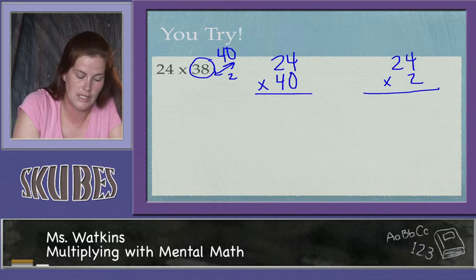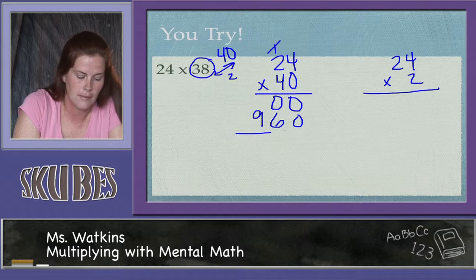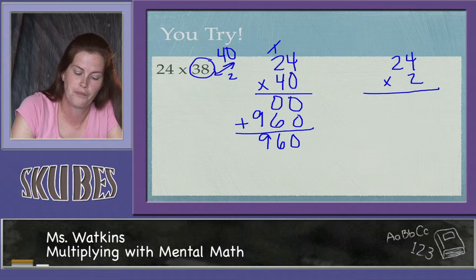0 times 4 equals 0. 0 times 2 equals 0. Write down a 0 to hold your ones place. 4 times 4 equals 16. Write down the 6, carry your 1. 4 times 2 equals 8, plus the 1 you carried equals 9. So our answer is 960. All right, now 24 times 2. 2 times 4 equals 8. 2 times 2 equals 4. So our answer is 48.